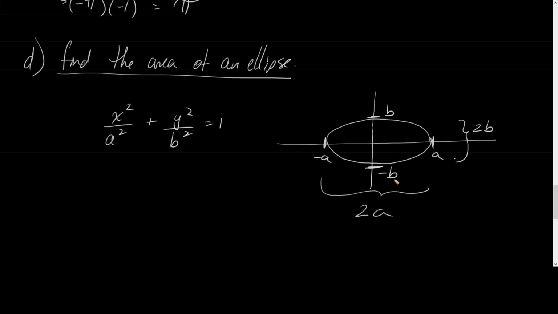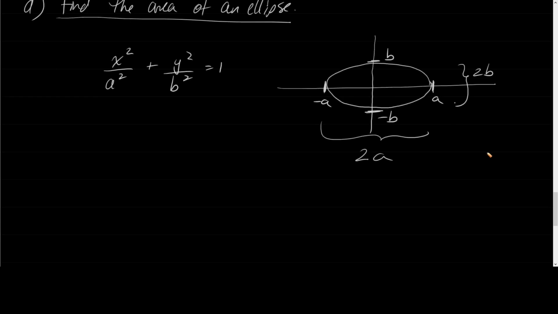Now, I bring that up because there's already a formula for the area of an ellipse. In fact, I'll tell you what the formula is right now. The area of an ellipse, given these dimensions, is just AB times pi. So this distance divided by 2, that's our A. This vertical distance divided by 2, that's our B. So that's the area. But why? The question here is why would that be the area?